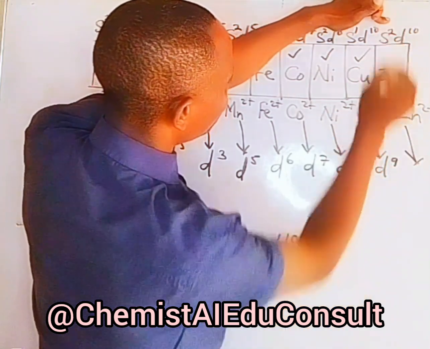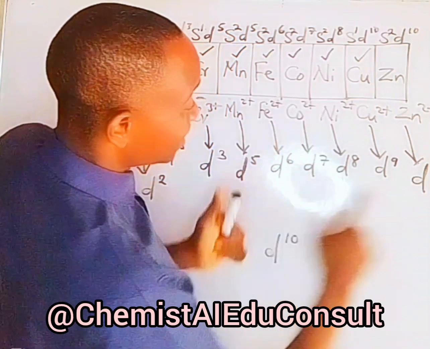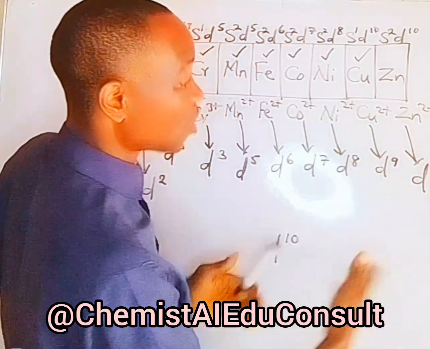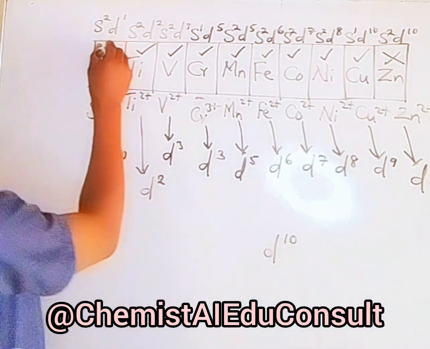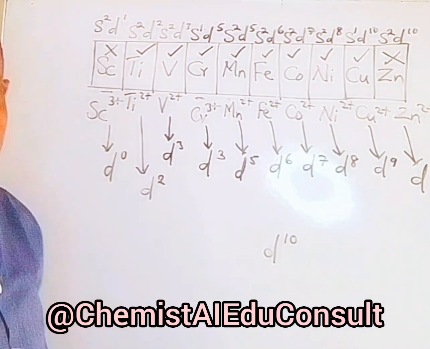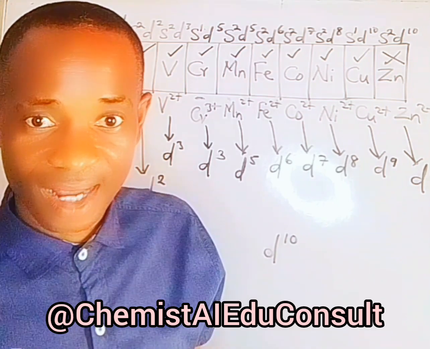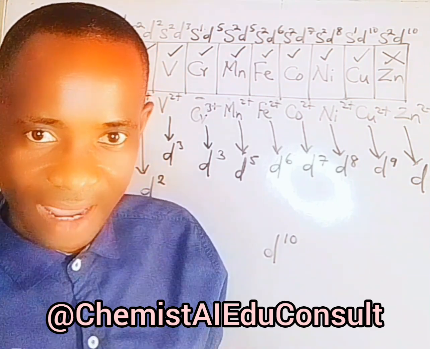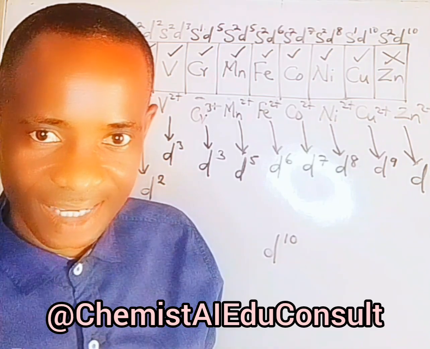Now look at zinc. After losing 2 from s orbital, we have what? d10. d10 is fully filled, not partly filled. Therefore, zinc is not a transitional element. Scandium is also not a transitional element. And by this, we now define a transitional element as the element whose most stable ion contains partly filled d orbital.